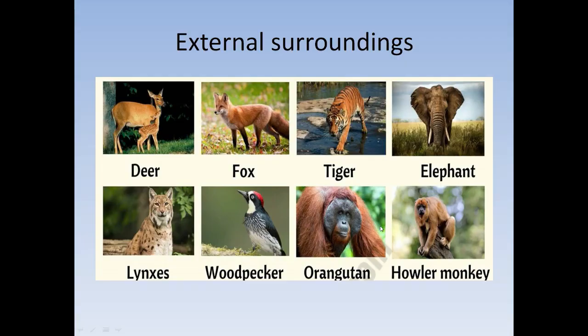If we go for some external surroundings, that is other than our home, if you take a forest, we can see so many different animals, from small animals to huge animals. For example, deer, fox, tiger, elephant, lynx, woodpecker, orangutan, howler monkey. So what is the similarity of these animals? These animals are all wild animals, that's it. But if you see the size of the animals, it will vary, from small to huge. So many different organisms are living in nature.